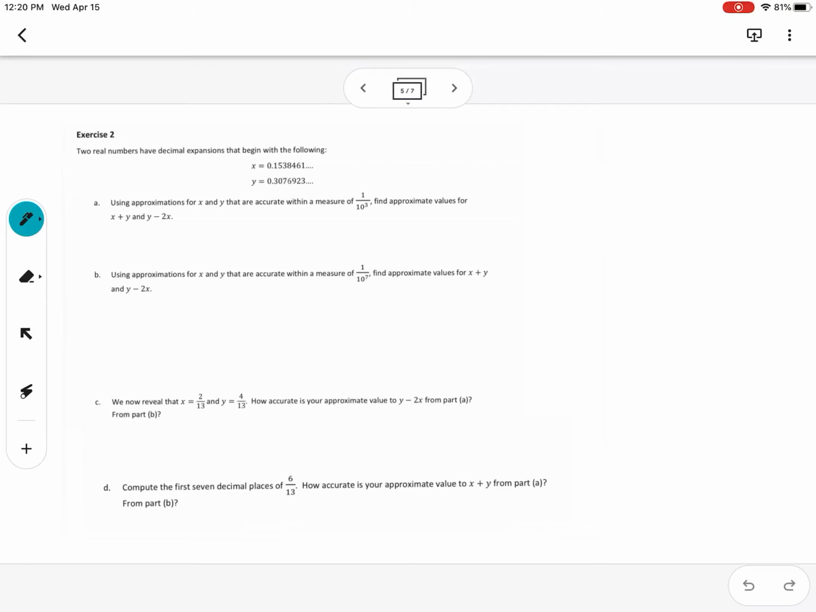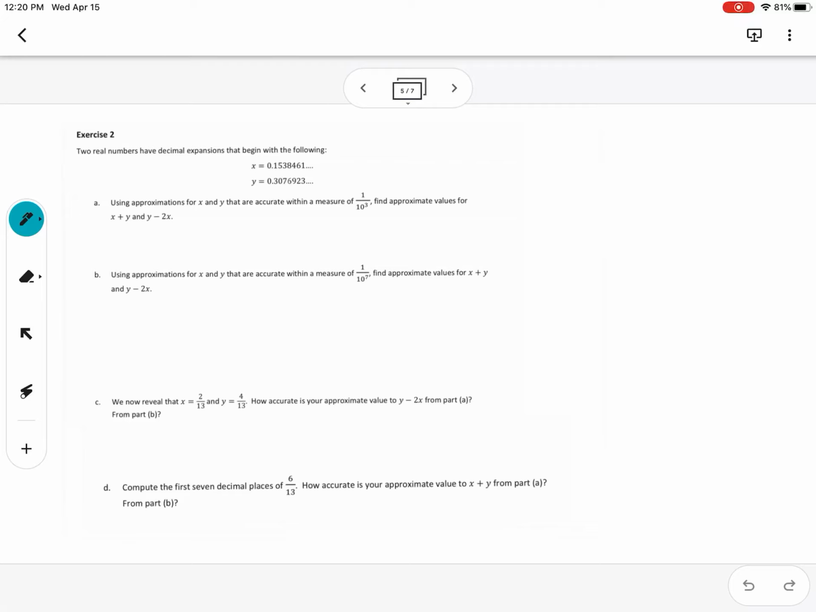Okay, so I'm going to make the assumption you have done all the work, you've hit pause, you've worked on your own. Let's work together now. It says 2 real numbers. You've got an x value, you've got a y value. Those 3 dots at the end represent the fact that they go on forever. Part A asks us to do this.